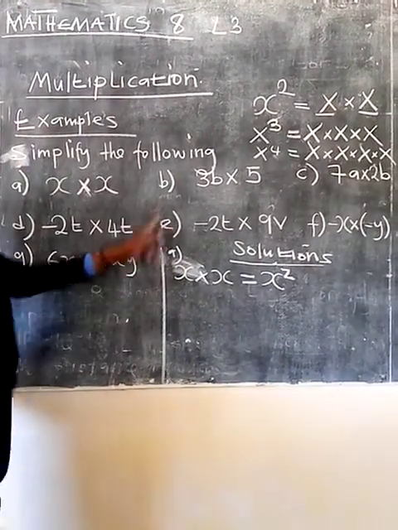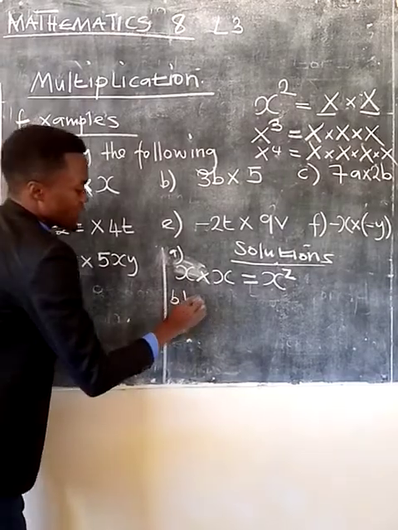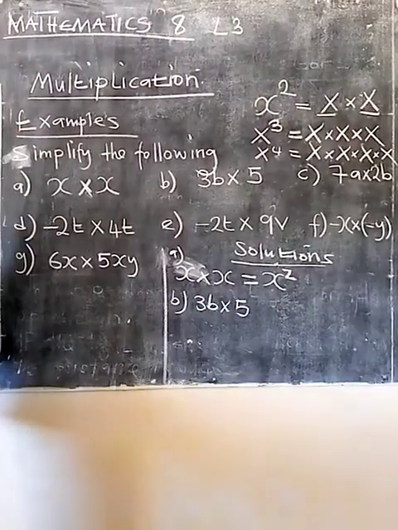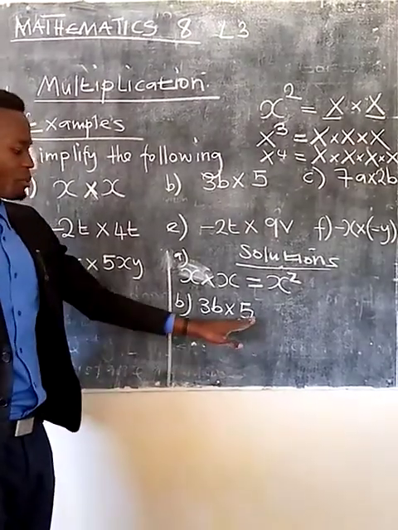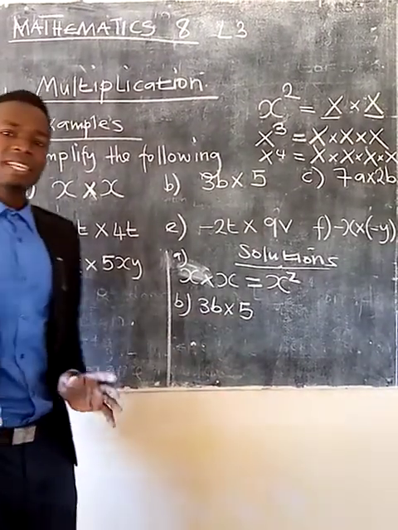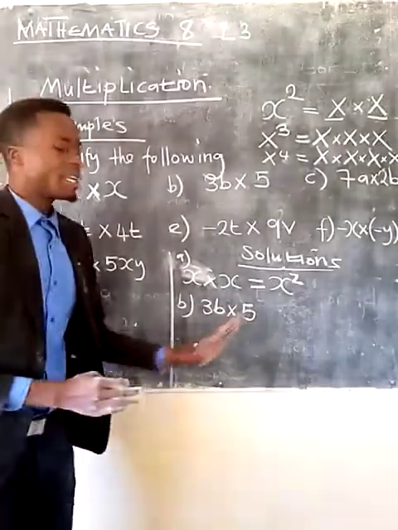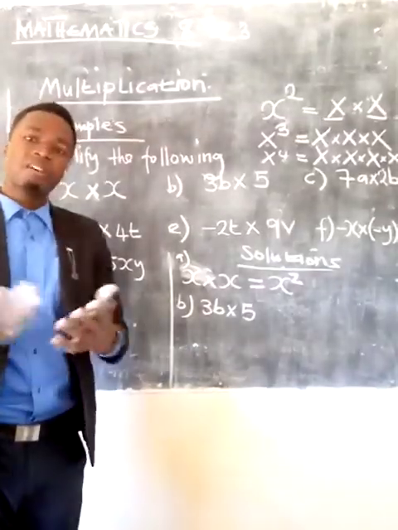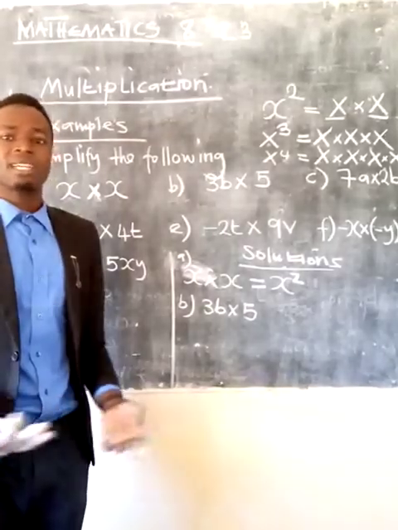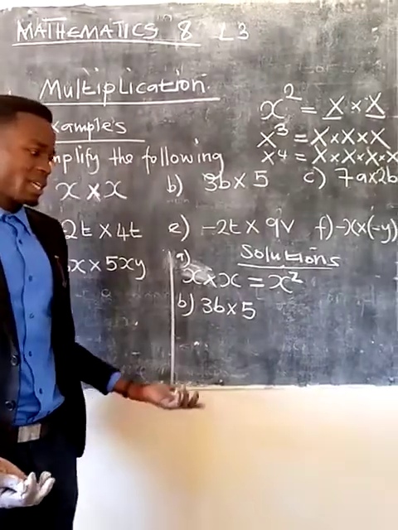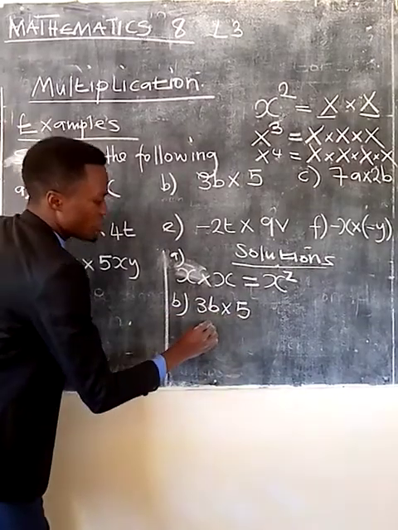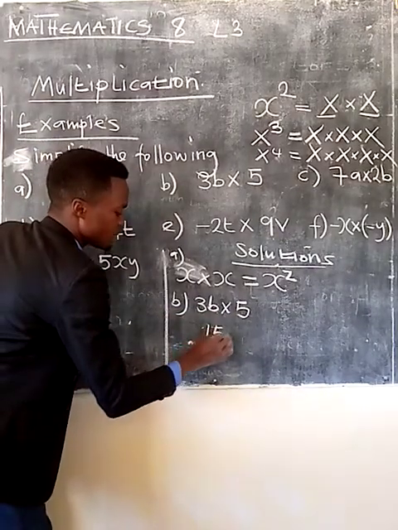Then b. For b we are saying 3b times 5. So 3b times 5. How are we supposed to multiply? So I said that the first thing, multiply what? The numbers. Once you multiply these coefficients, you go to the variables. It's just simple and direct. So you start with the numbers there. So you say 3 times 5. So this will give us what? 15.